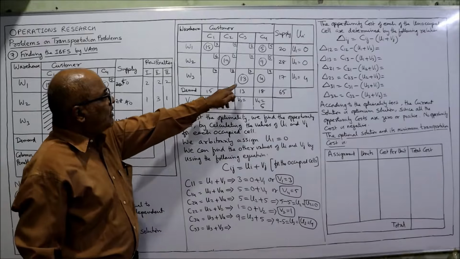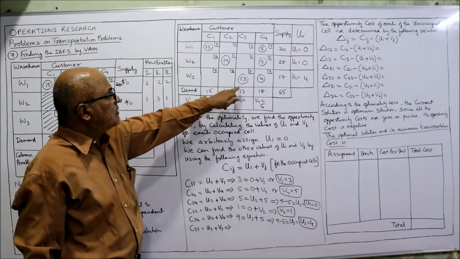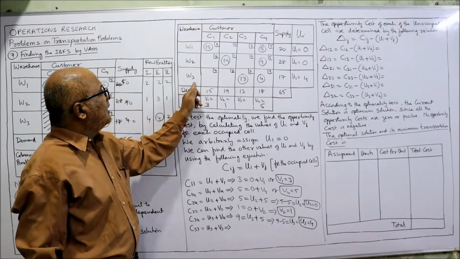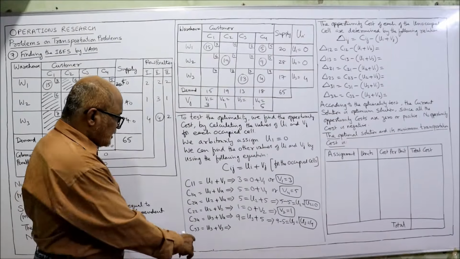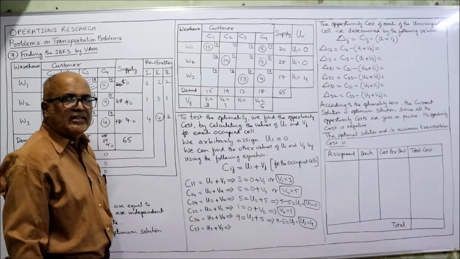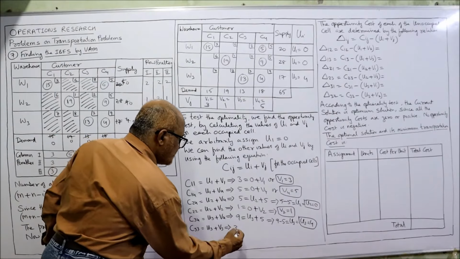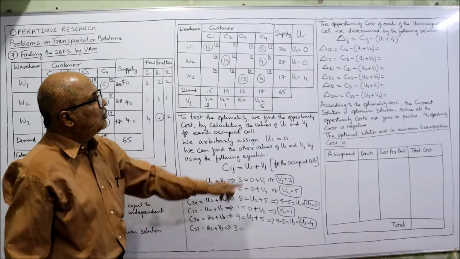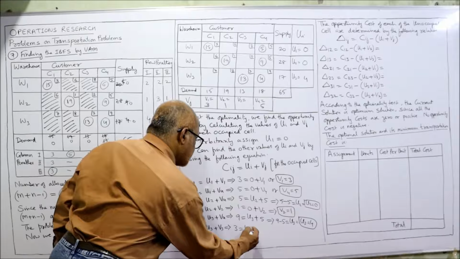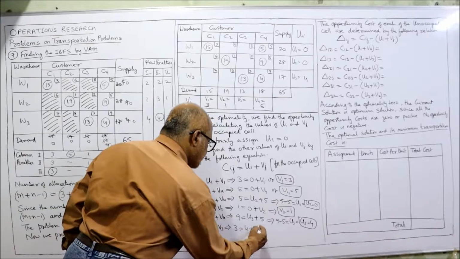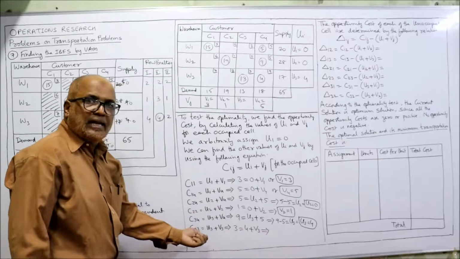Finally, we make use of this occupied cell to find out the value of V3. What is the location of this cell? 3, 3. Third row, third column. So C33 is equal to U3 plus V3. How much is C33? 3 rupees. So 3 is equal to U3, and U3 we already got as 4 rupees, plus V3. We don't have V3. Now bring that 4 to LHS.